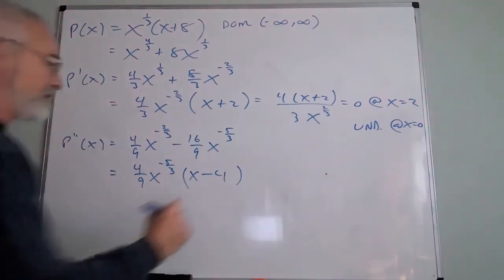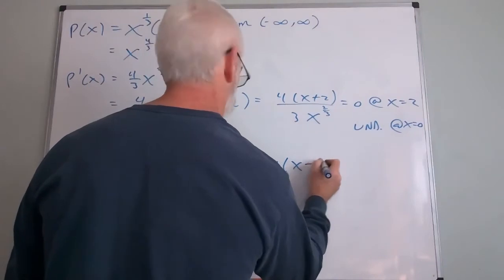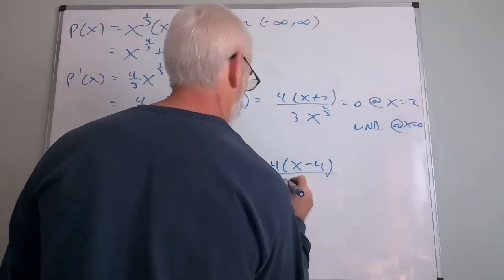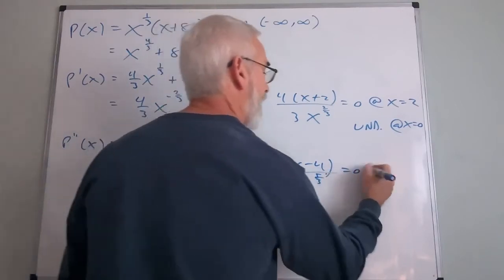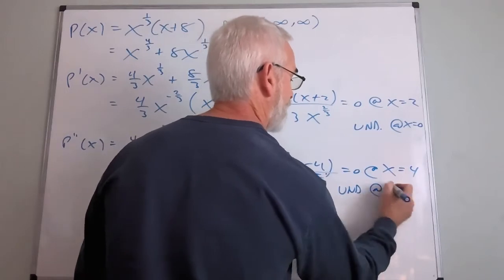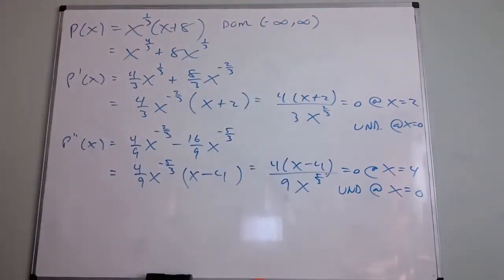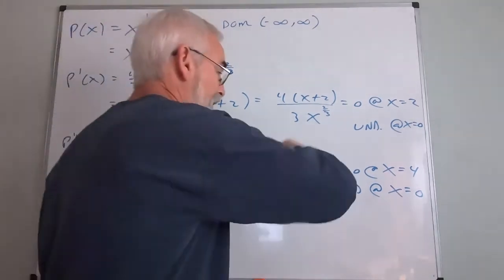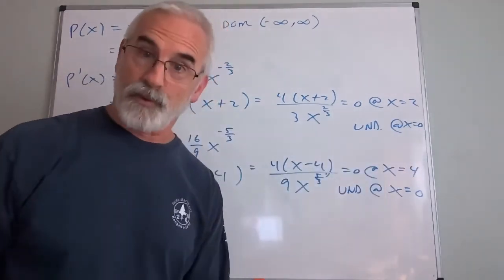So I'll be left with that, which is 4 times x minus 4 over 9x to the 5/3. This will be 0 at x equals 4, and this will be undefined at x equals 0. So at x equals 0, something crazy is happening for both the first and the second derivative. Now, I'm definitely going to change sign at 4, so I suspect I'm going to have an inflection point there.